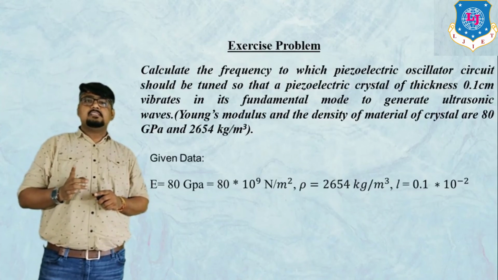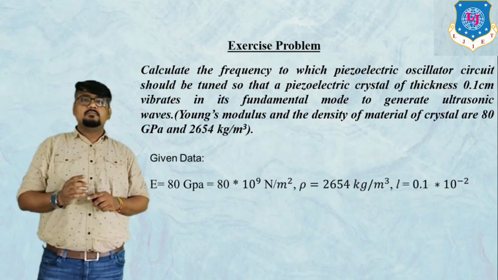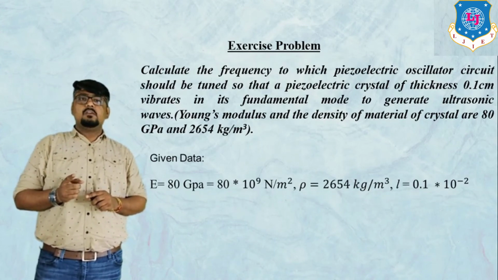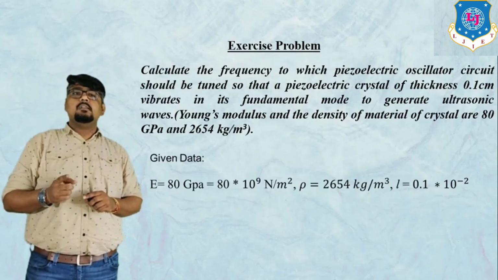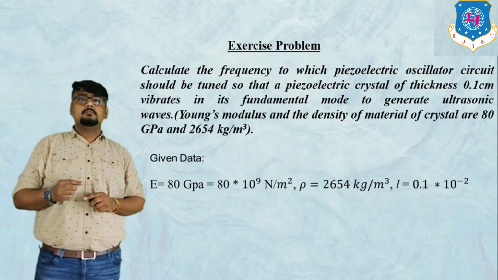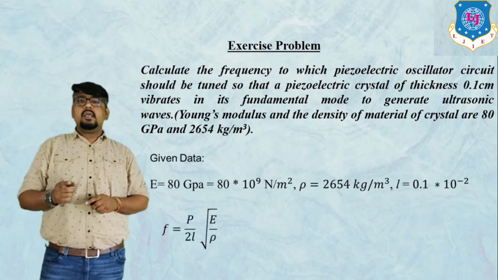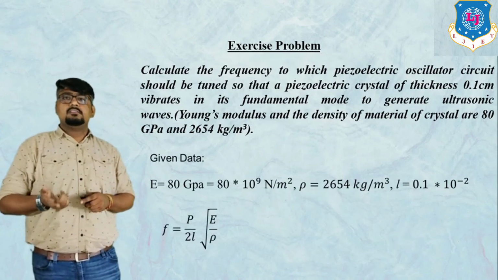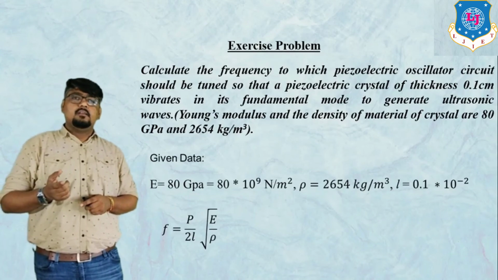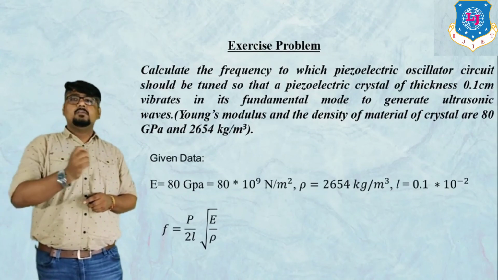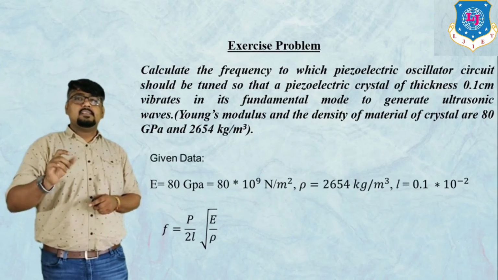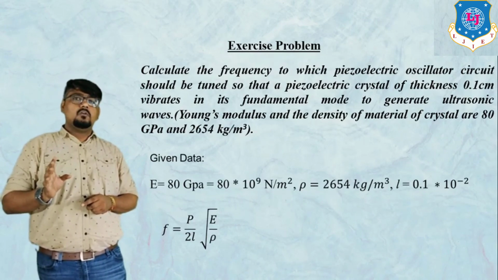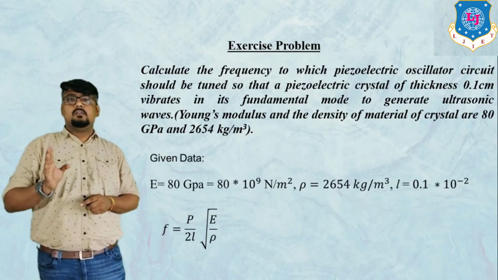Now rho is the density, which is given in SI: 2654. L over here is given as 0.1 centimeter, so I have converted it into 0.1 into 10 raised to minus 2 meters. With the help of the formula f equals p upon 2L under root E by rho, you just need to calculate the frequency and apply this frequency to the oscillator. You need to adjust the capacitance such that the frequency output is this, so you will get the ultrasonic waves.